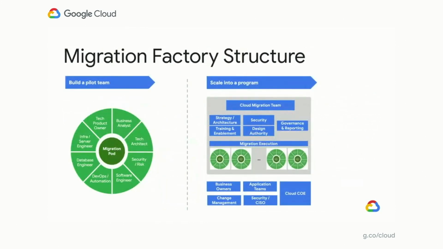To get started, you will build a small and agile pilot migration team. We usually call the migration team a pod or a migration squad. It needs to have representation from the key people, or from the key teams, that will be needed to achieve a successful migration. Think application engineers, IT, product, business people, etc.